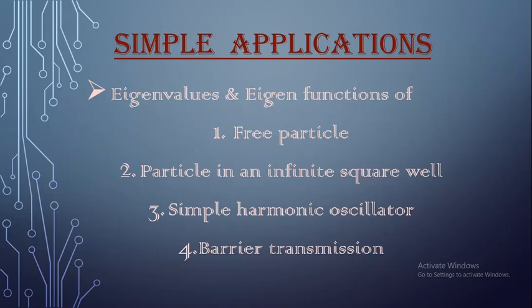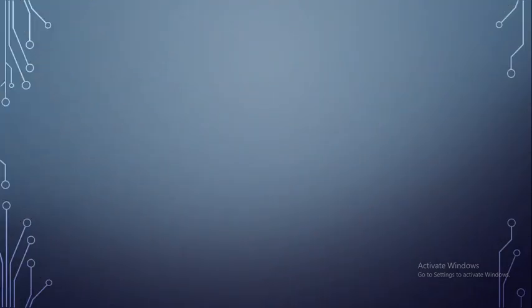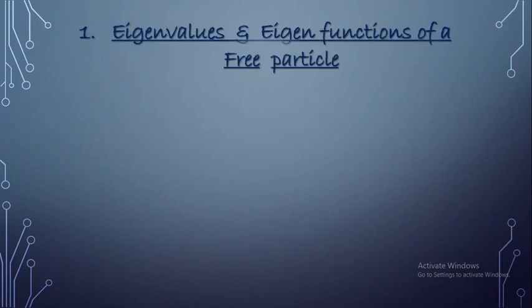First, let us start with the first one, that is eigenvalues and eigenfunctions of a free particle. First, let us know what actually a free particle is. Whenever we hear the word free particle, we just say that there is no obstruction for the movement of a particle, then it is said to be free.